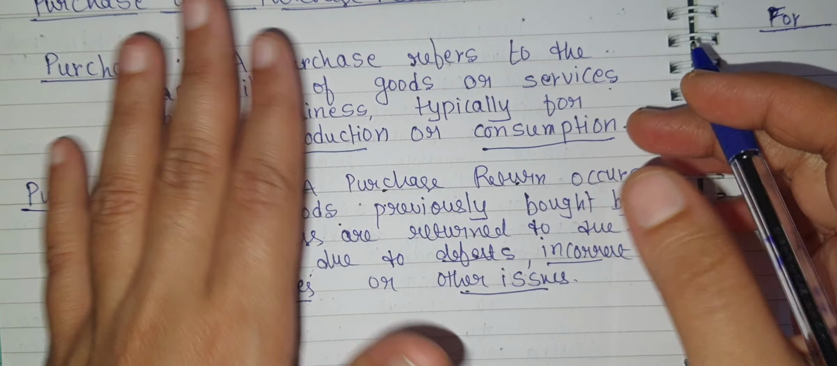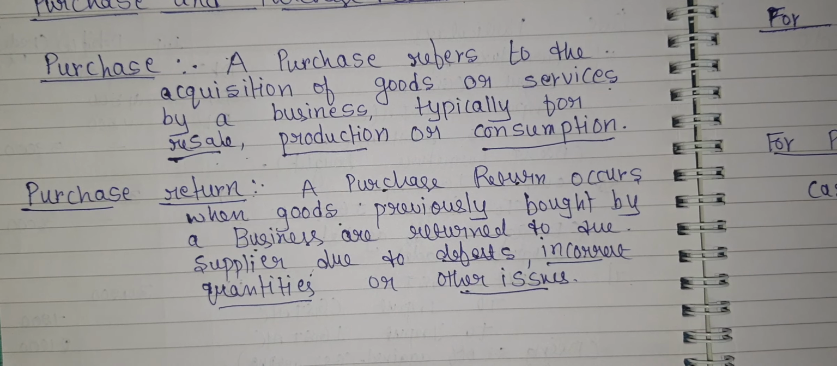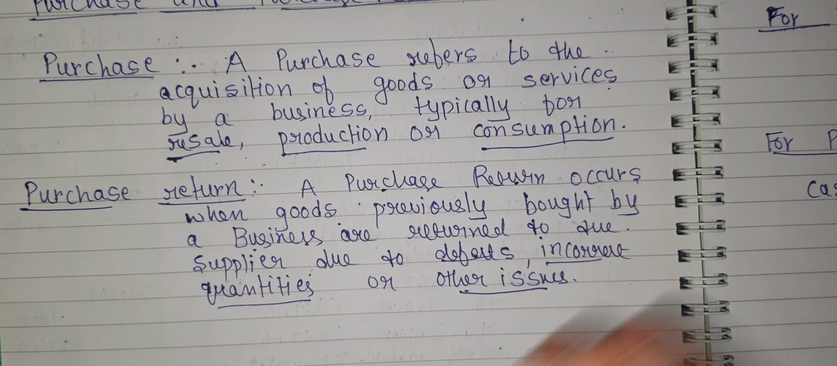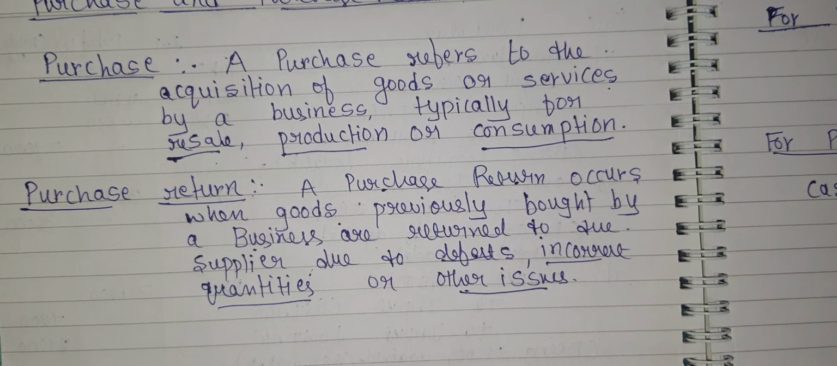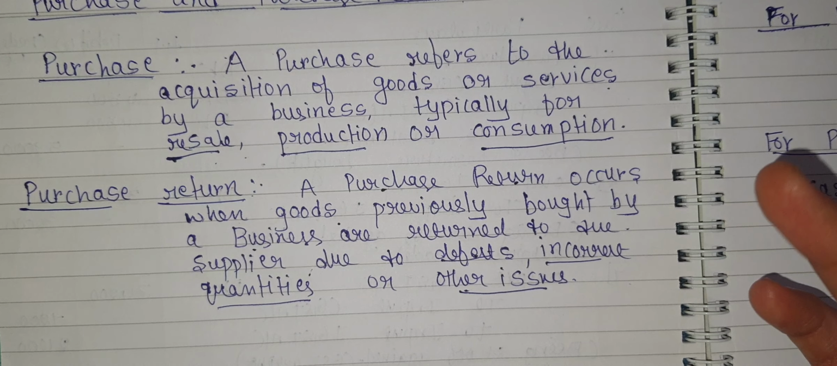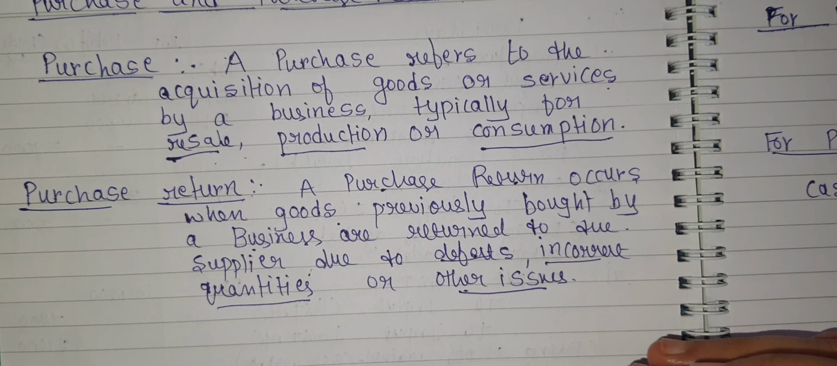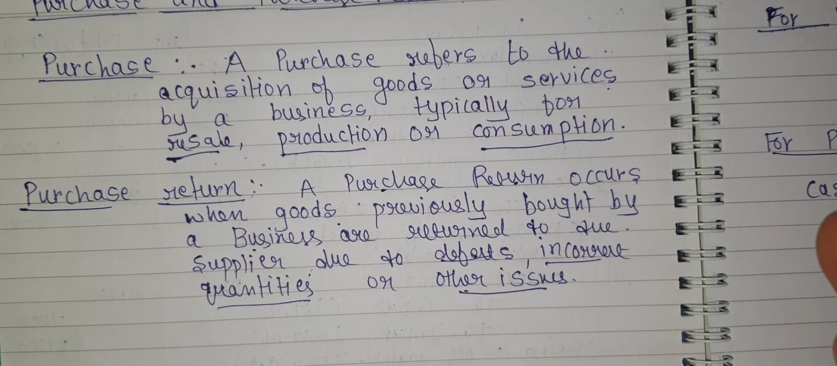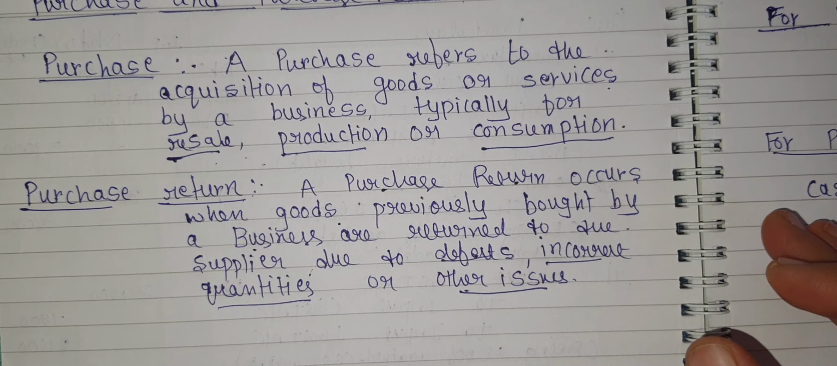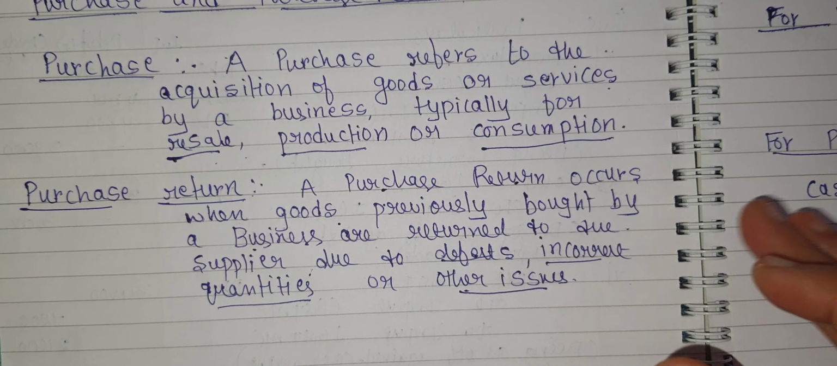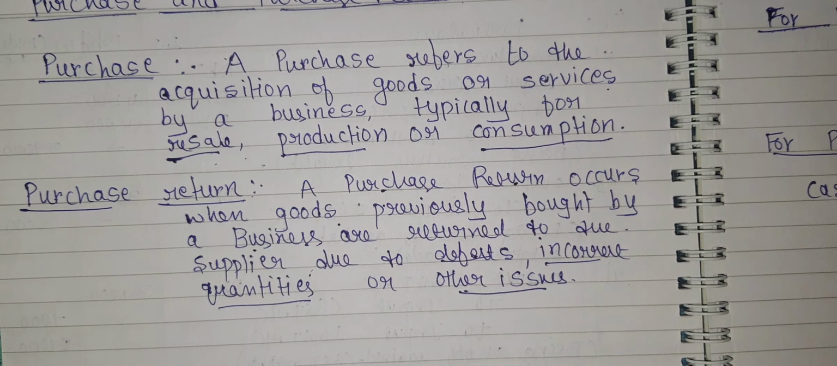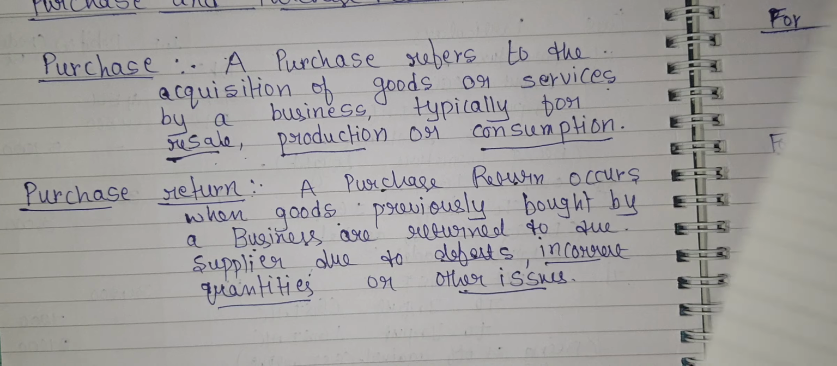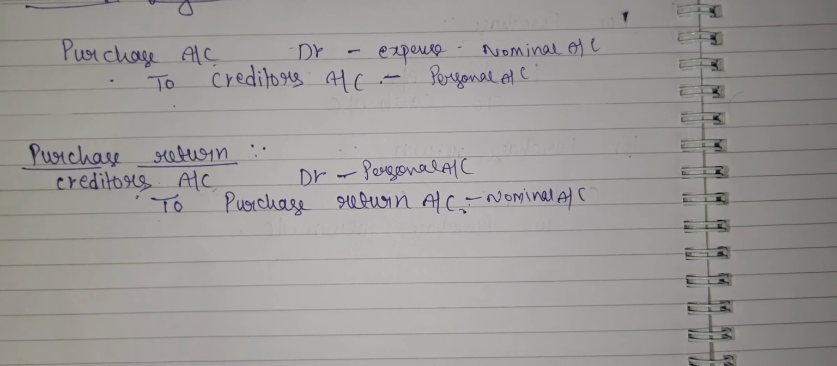Again I will explain. When you buy goods from the supplier and later discover that some or all of the goods are defective, damaged or not as per your requirements, then you return those goods to the supplier. This is called purchase return or return outwards. Okay, this is the meaning of purchase and purchase return. Now we will see the journal entries that are passed under purchase and purchase return.